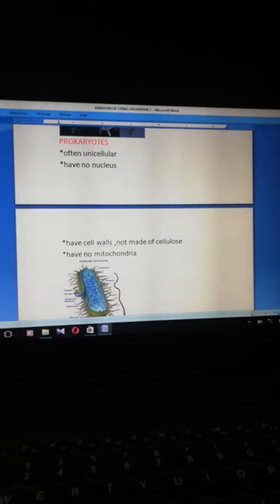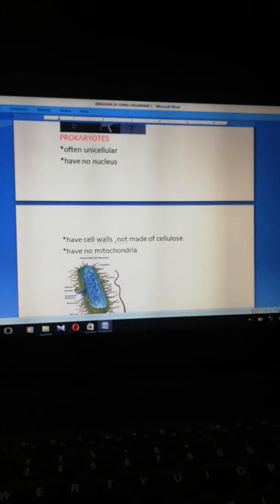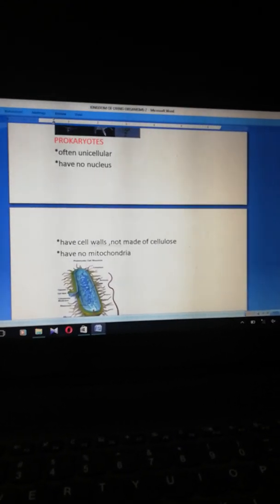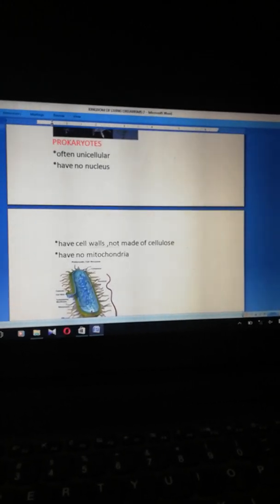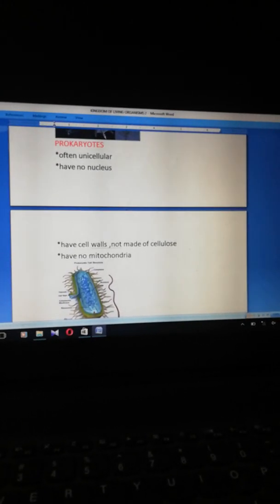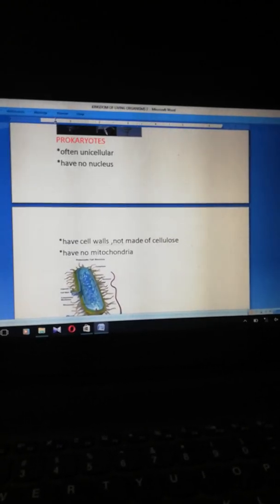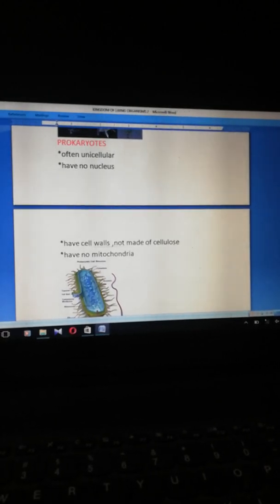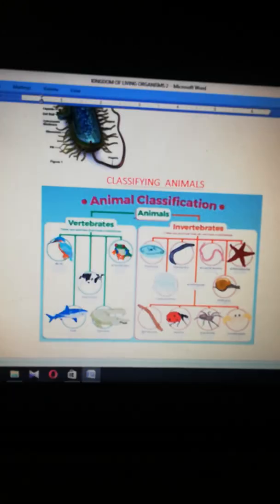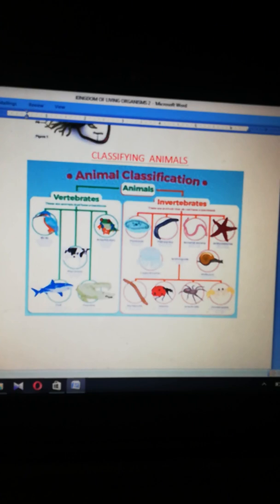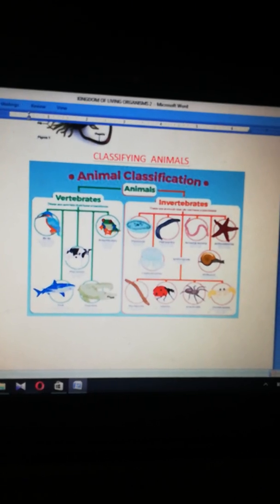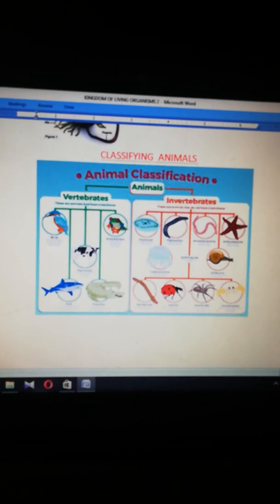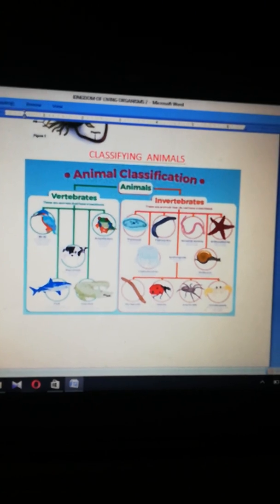Some bacteria can carry out photosynthesis. The oldest fossils belong to this kingdom. So we think that they were the first kinds of organisms to evolve. Common characters: they are unicellular. They have no nucleus. The cell wall is not made of cellulose. They do not have mitochondria.